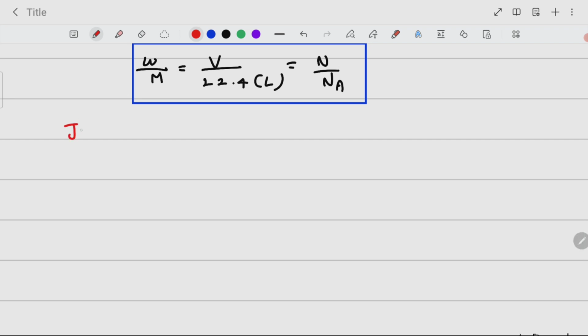These are JEE favorite terms, repeatedly asked in questions. What are those? Term number 1, gram atom.